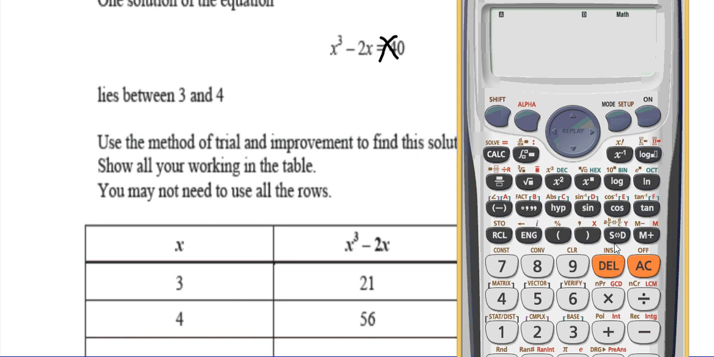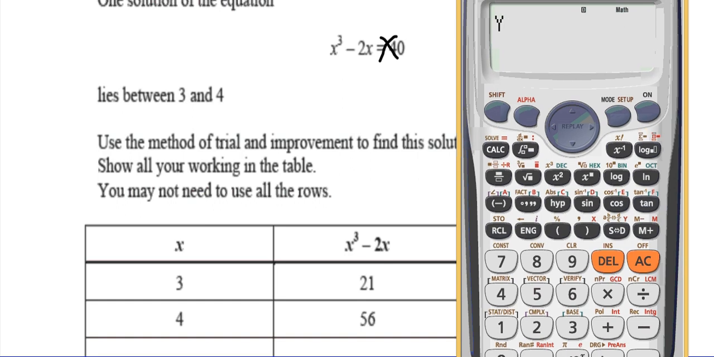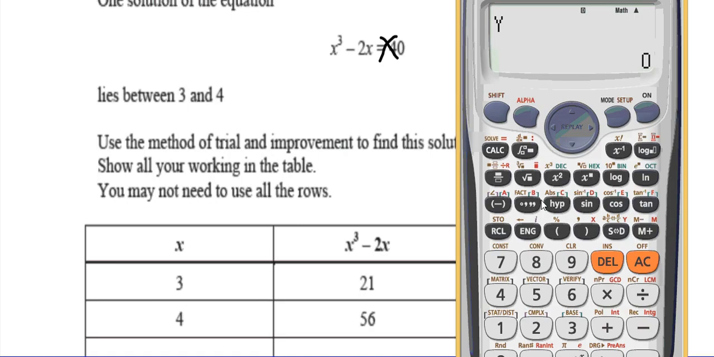So you do alpha y equals to, then we have x power 3. Okay, so that will be x power 3 alpha x power 3 shift. Okay, this is x power 3, then minus 2x alpha x.